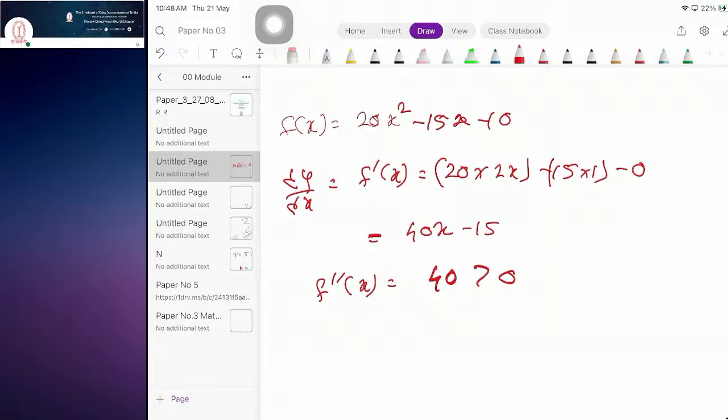Okay, so in this way you can find the maximum or minimum of the function. This can come in the exam, so that is why we have taken it. Anything else? Let me check. That's all. So in this way we are covering all the topics today. Nothing is remaining. The portion is over.